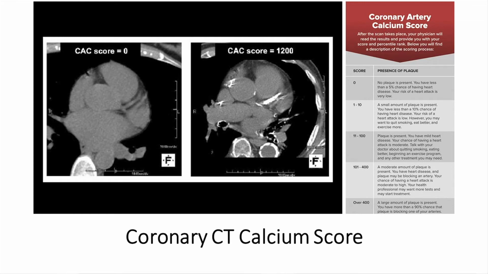The score is usually somewhere between 0 and several thousand. The lower the number, the better. If the score is over 400, it does indicate that there's an increased risk of a cardiac event in the next 5 years. And for those patients, further testing is probably warranted.